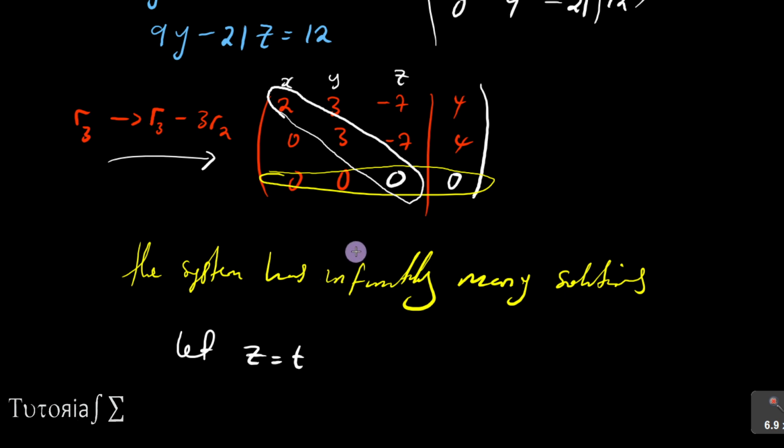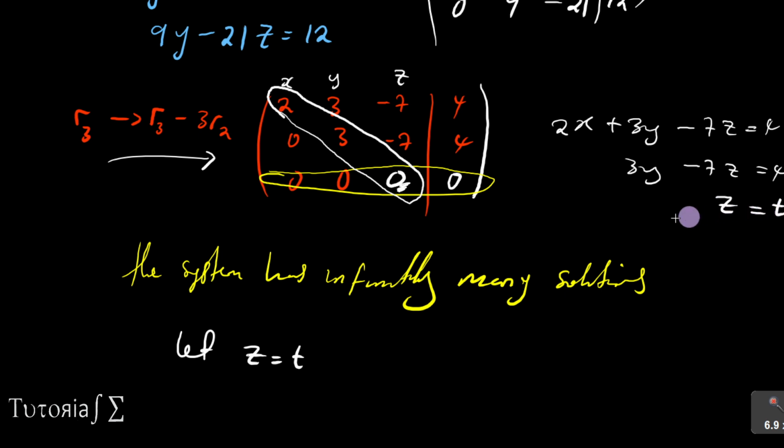Okay, and when you back substitute, the first equation will be what? 2x plus 3y minus 7z equals 4. And here we're going to have 0x, so it's just 3y minus 7z equals 4. And we're going to have z equals t. So z is equal to t. Okay, so that is the last term there.